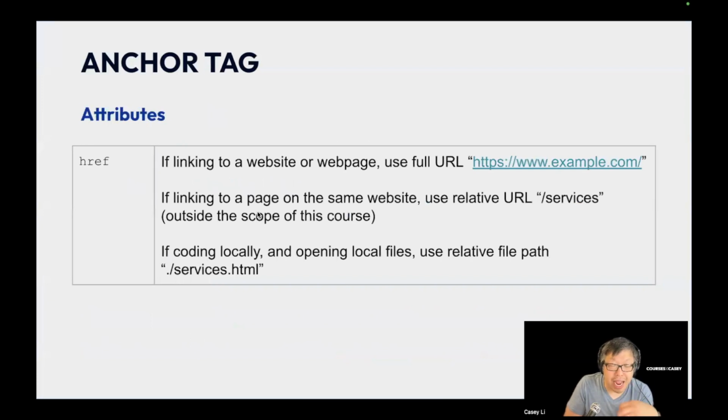If you're linking to a page on the same website, then you can use what's called a relative URL. Now, that is a little bit outside the scope of this course. But lastly, what is in the scope of this course is if you're coding locally. In other words, you're just coding files on your computer and opening them in your browser, you can use a relative file path. In other words, where's the other page relative to the file that you have already?